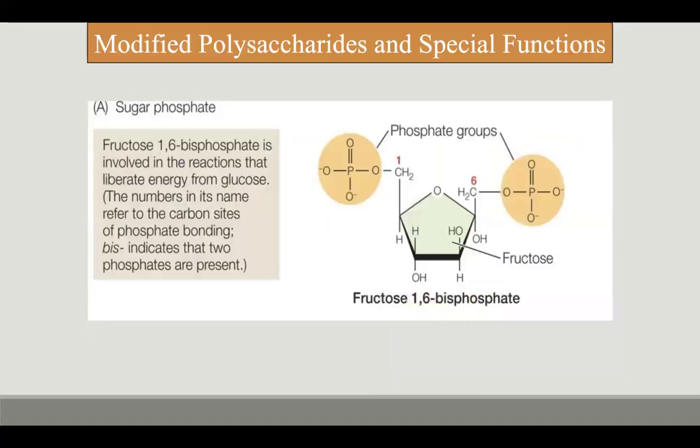So polysaccharides can be modified. Once they're modified, they have special functions. As you see here, this polysaccharide has phosphate groups attached to it. When phosphate groups are attached to it, this helps in gaining energy from glucose through ATP.